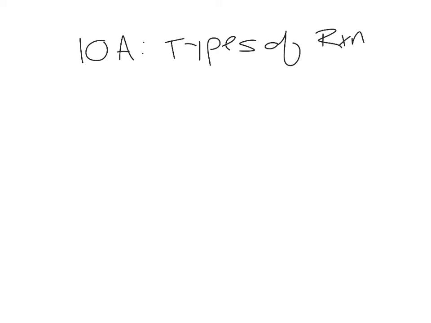Okay, so this is 10A, which is types of reactions. These are just basic types of reactions, okay? This is not when we've done neutralization for acids and bases yet. This is not when we've talked redox yet, and this is not when we've talked the organic or nuclear reactions yet. So these are the 5 basic types of reaction.